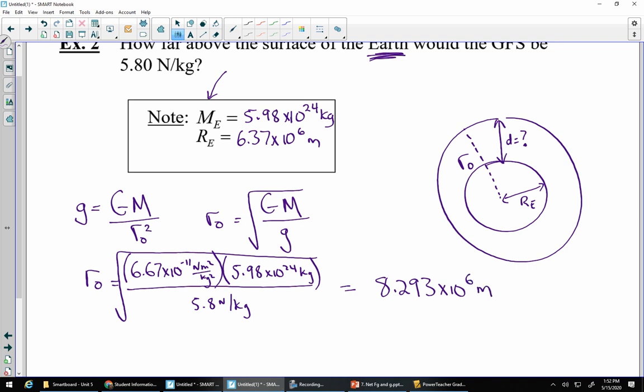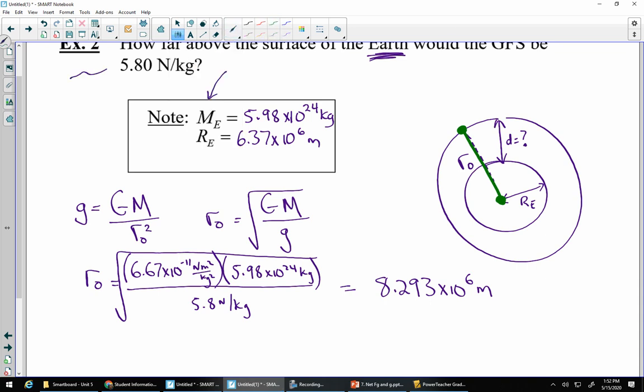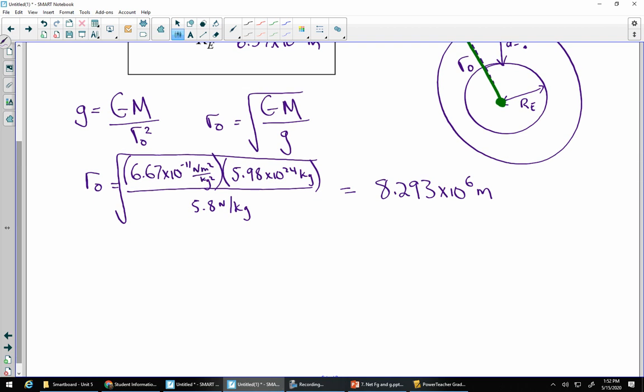Okay, now again, this is not our final answer. This is our orbital radius, which I'll even highlight in a different color over here. This is my orbital radius from the center of the Earth all the way out to this point in space. If I wanted to go ahead and find my distance above the surface of the Earth, I could just say my distance above the surface of the Earth is equal to the orbital radius minus the radius of the Earth itself. Well, that's fairly easy math.